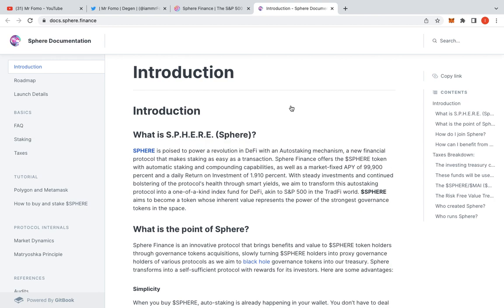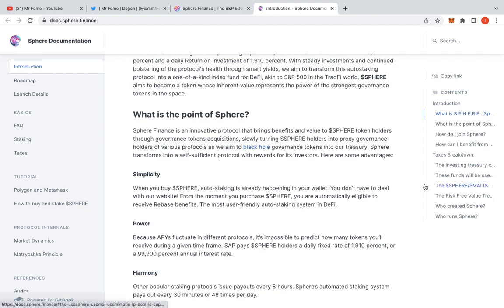With steady investments and continued bolstering of the product's health through smart yields, we aim to transform the auto staking protocol into a one-of-a-kind index fund for DeFi, akin to the S&P 500 in the TradFi world. Sphere aims to become a world whose inherent value represents the power of the strongest governance token in the space. What is the point of Sphere? Sphere Finance is an innovative protocol that brings benefits and value to token holders through governance acquisitions, slowly turning Sphere holders into proxy governance holders of various protocols. We aim to black hole governance tokens to treasury. Sphere transforms into a self-sufficient protocol with rewards for its investors.